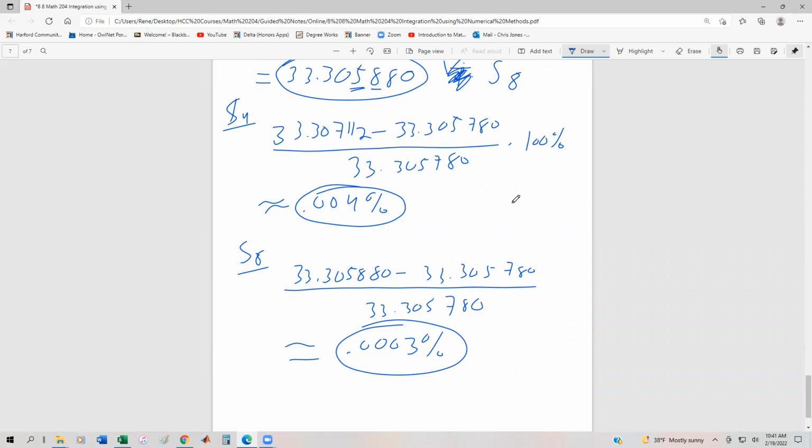All right, so that's everything for our numerical method stuff. Hopefully this helps you to be able to do your assignment work and also to be able to prepare for your quizzes and exams.